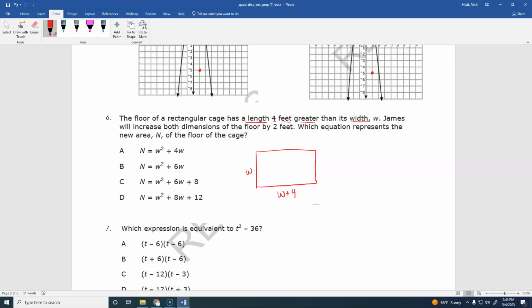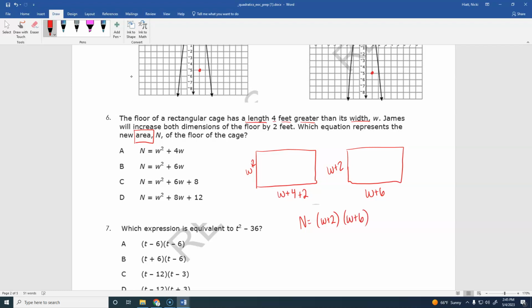Okay, but he doesn't just do that. What does he do after we set that up? What does James do? Okay, so that's going to add 2 to both sides here, right? So now we would have a bigger rectangle. This side would be W plus 2. This side would be W plus 6. And they are asking us to represent the area. How do we find area of a rectangle? Length times width. So for this one, it's going to be W plus 2 times W plus 6.